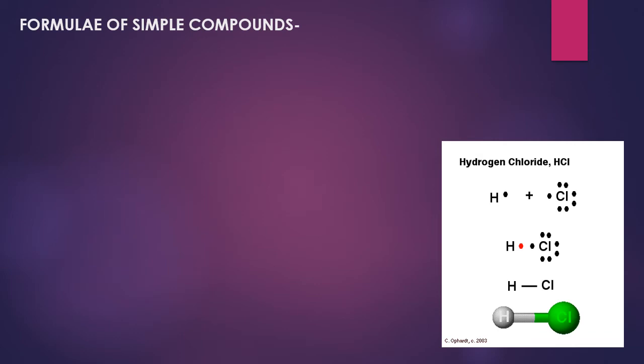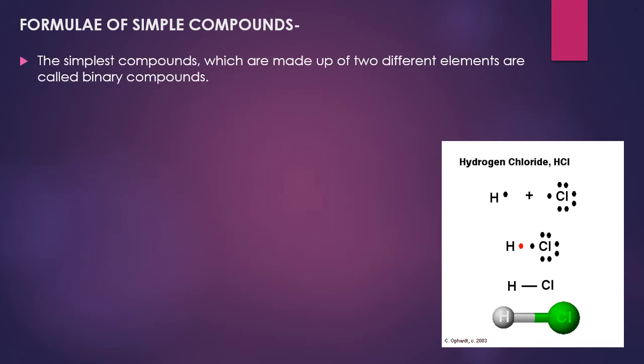Formula of simple compounds. The simple compounds which are made up of two different elements are called binary compounds. HCl is made up of two different elements, H and Cl. That is a binary compound. How is the chemical formula formed? First, let me explain in this picture and then I will explain stepwise. See, here you can see hydrogen chloride is HCl. It means there is one atom of H and one atom of chlorine.